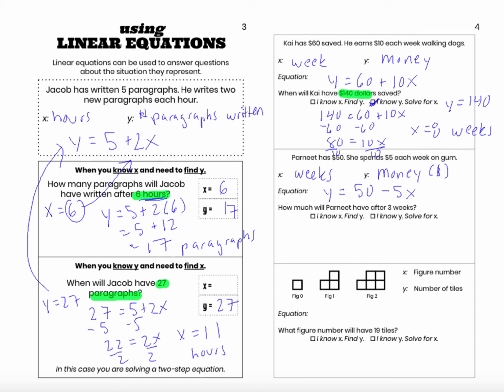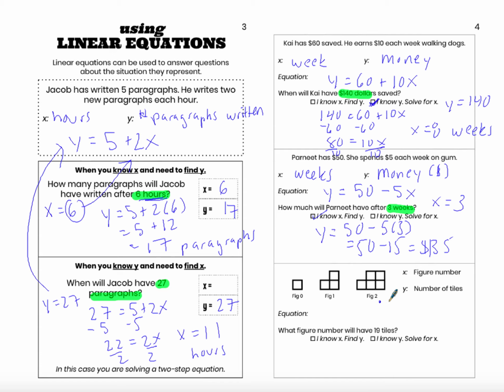Here my follow-up question is, how much will she have after 3 weeks? Weeks, I'm given something with weeks. That means I'm given x. X is 3. That means I know x and I need to find y. This is a little easier case. I just plug in 3 for x. And I find out, hey, Parneet's going to have $35 after 3 weeks.